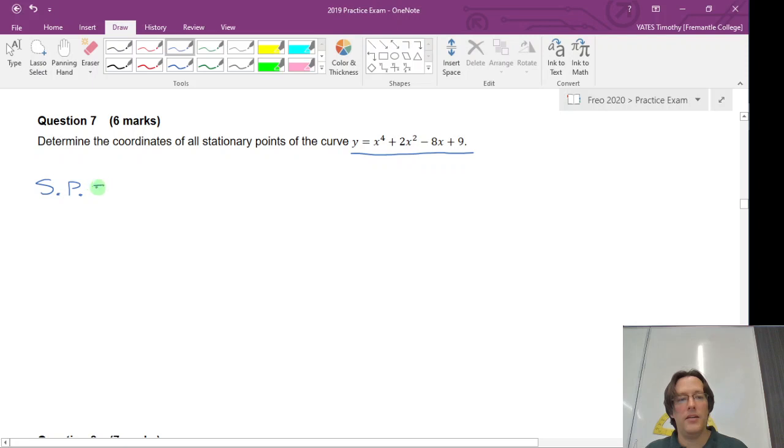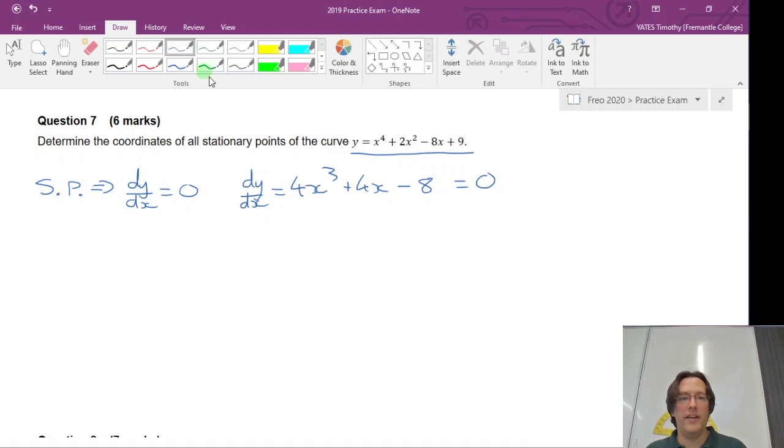It's where the derivative is 0. So we've got to differentiate this. dy by dx equals 4x cubed plus 4x take 8. So we want to find where that's equal to 0. Now to make my life easier, I'm going to divide everything in here by 4. We can do that without having any real problems.